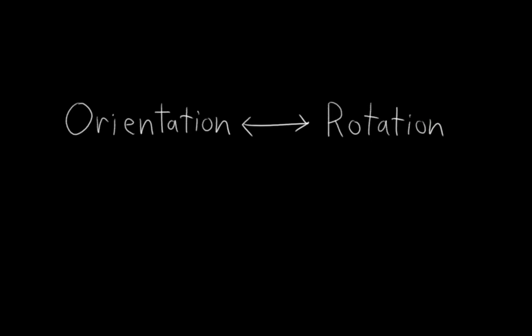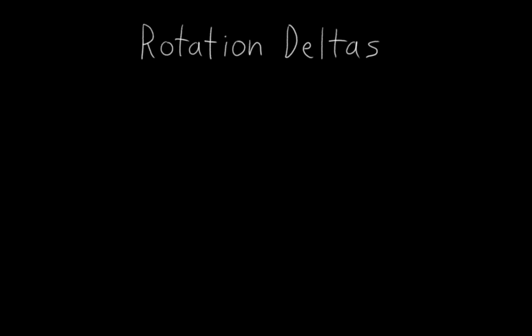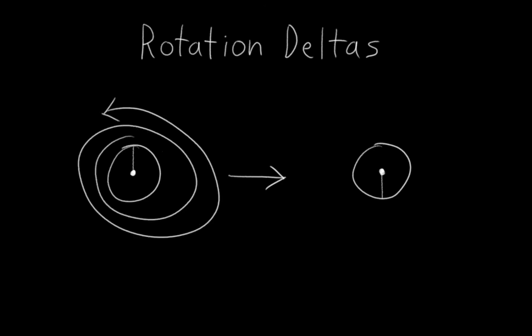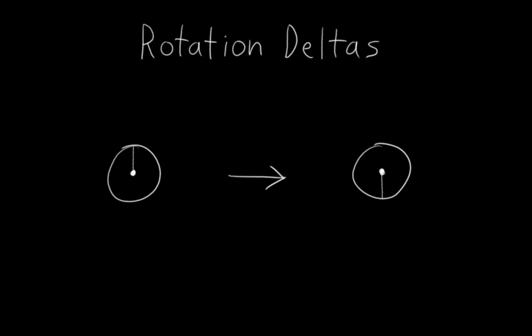So I've already made the distinction between orientation and rotation, but there is a further distinction to make between two different kinds of rotation. The first is what I will call a rotation delta. With rotation deltas, the only aspect of the rotation that we care about is the difference it creates between two orientations. Or in other words, all we care about is that this orientation changes into this orientation. We don't care how it got there, we don't care whether it spun this way or that way or how many times it spun around. All we care about is the effect it has on orientation.